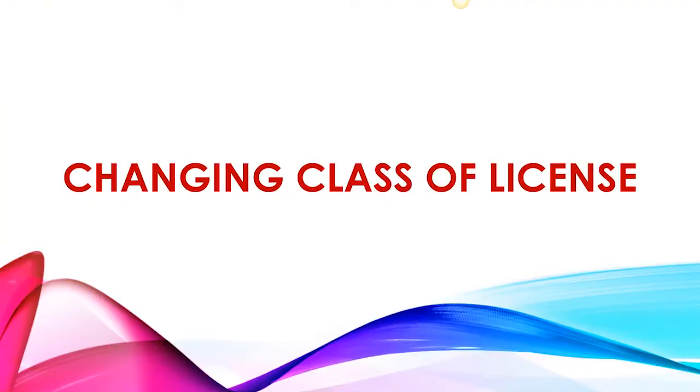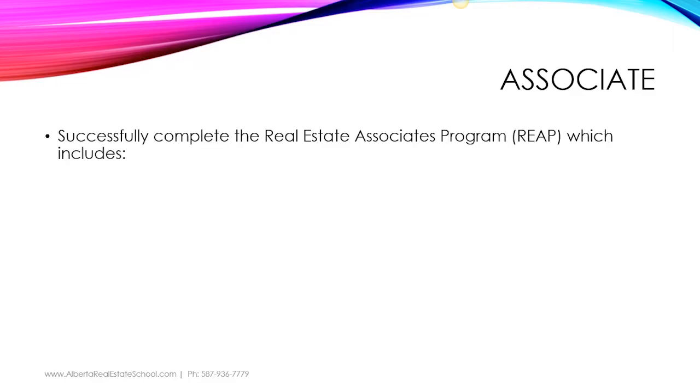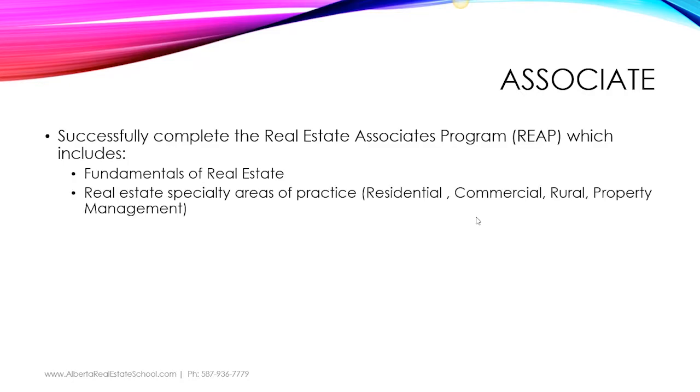So these were the different types of real estate licenses in Alberta. Now, how do we go about changing the class of license that we have? First, let's take a look at the associate. In order to become an associate, a person has to successfully complete the Real Estate Associates program, which means they have to pass the Fundamentals of Real Estate course as well as one specialty area of practice. So they can take the residential, commercial, rural, or the property management course.